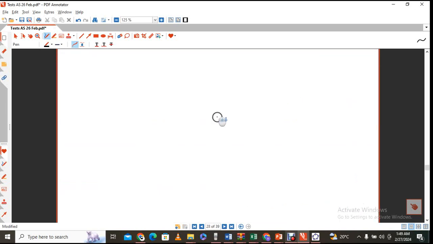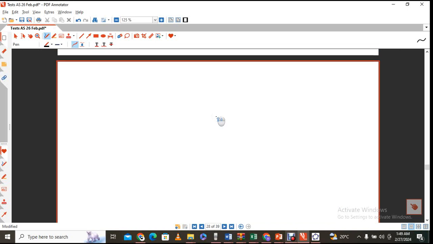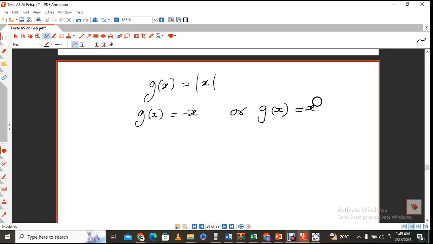Okay, so when I take my g of x function, remember my g of x is equal to the absolute value of x. So I can have g of x is equal to minus x, or I can have g of x is equal to x, but I don't need this because that will be on the positive side, so I'm going to take this.